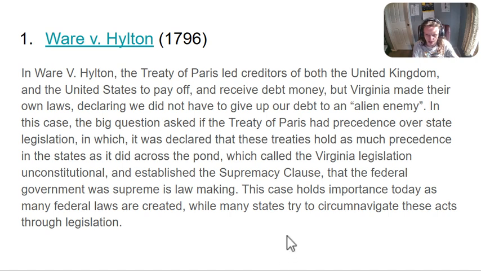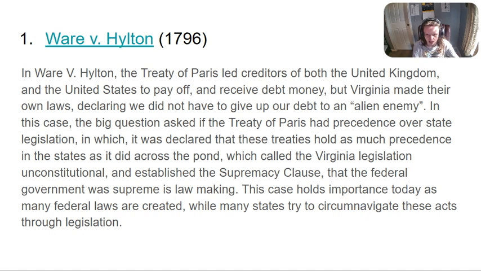In Ware v. Hilton, the Treaty of Paris led creditors of both the United Kingdom and the United States to pay off and receive debt money. But Virginia made their own laws, declaring that they did not have to give up their debt to an alien enemy. In this case, the big question asked if the Treaty of Paris had precedence over the state legislation.